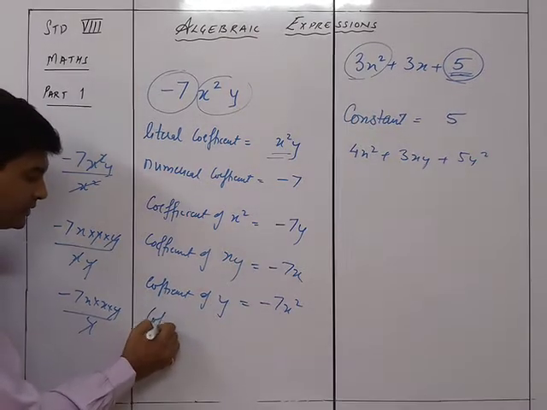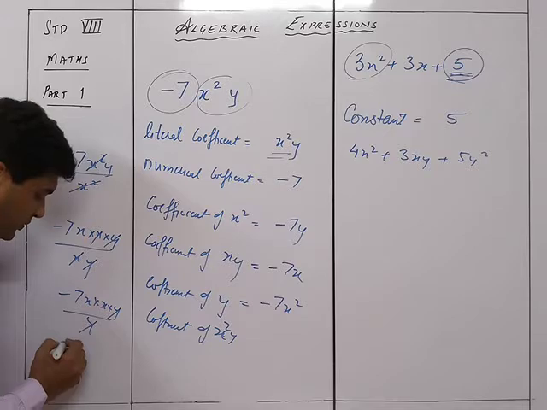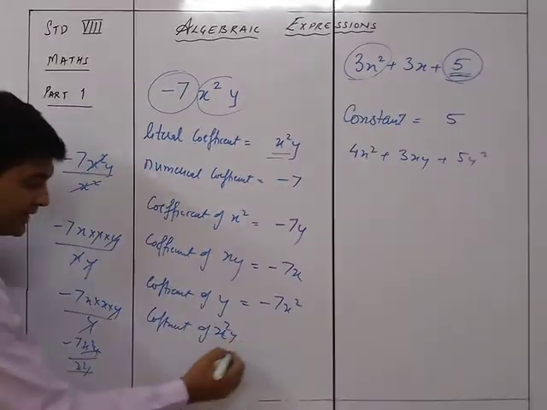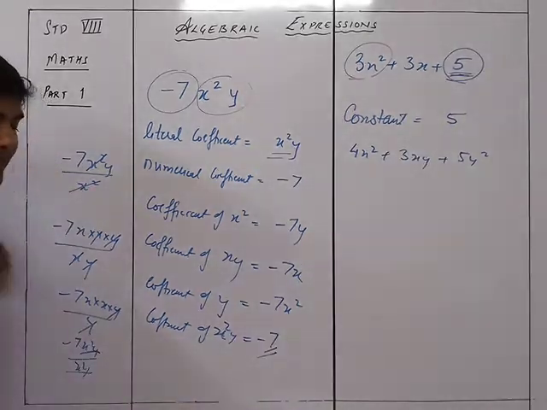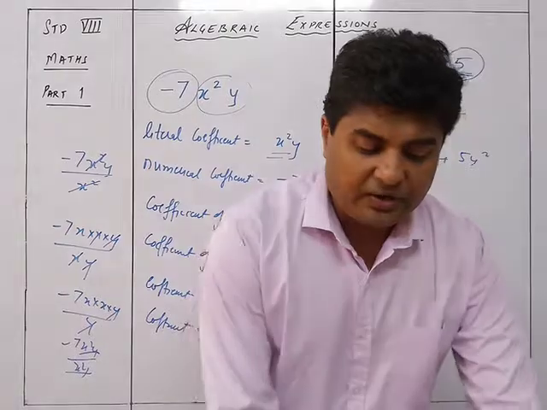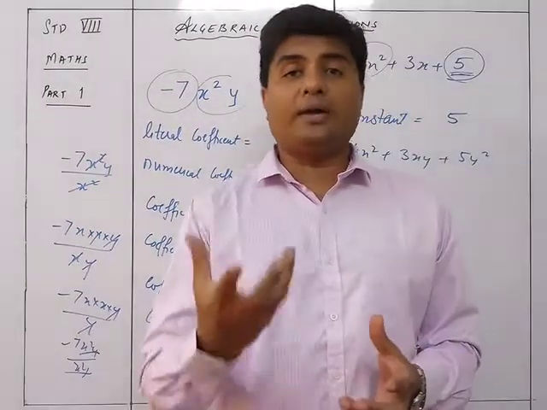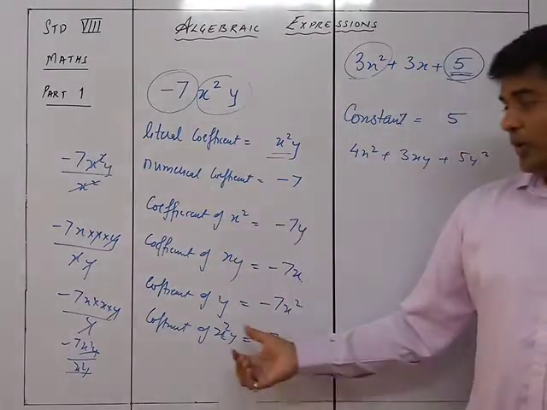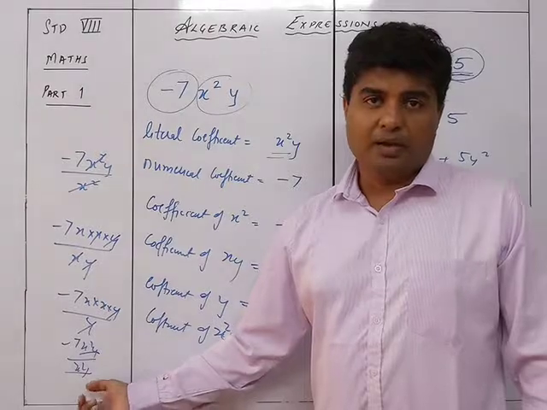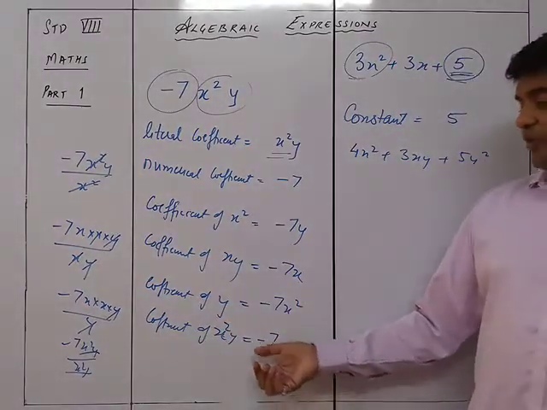What is the coefficient of x square y? So we are going to say minus 7x square y upon x square y. So it gets cancelled. That is equal to minus 7. So depending upon which particular coefficient we are finding, we are going to divide the whole term with that particular number or variable, and then the remaining part is the coefficient of that thing.